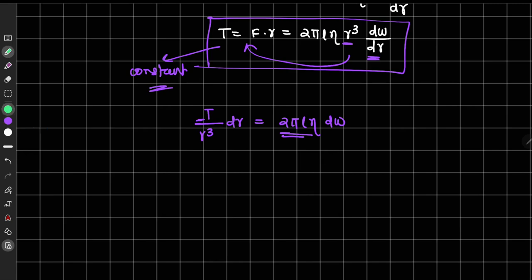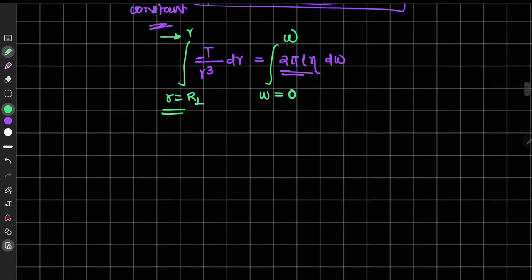Let us integrate both the sides from r is equal to capital R1 to, let us say, r, because at this particular position we have to find the angular velocity. And here we can write omega is equal to 0 at the location r is equal to R1, because the cylinder is having 0 angular velocity, so the fluid near that cylinder is also having an angular velocity of 0, going up to the angular velocity of omega.